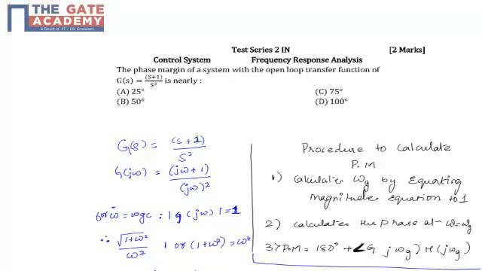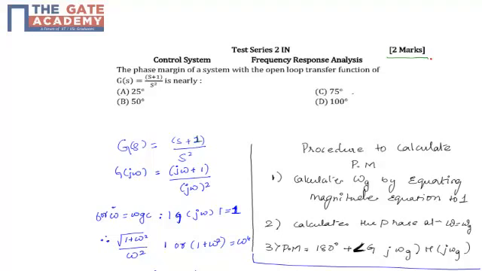Hello, the given question is from test series 2 and this is a control systems question. The chapter is frequency response analysis and this is a 2 marks question. Here they have given the open loop transfer function G(s) = (s + 1)/s², and asked for the phase margin, which is nearly equal to: A) 25 degrees, B) 50 degrees, C) 75 degrees, D) 100 degrees.